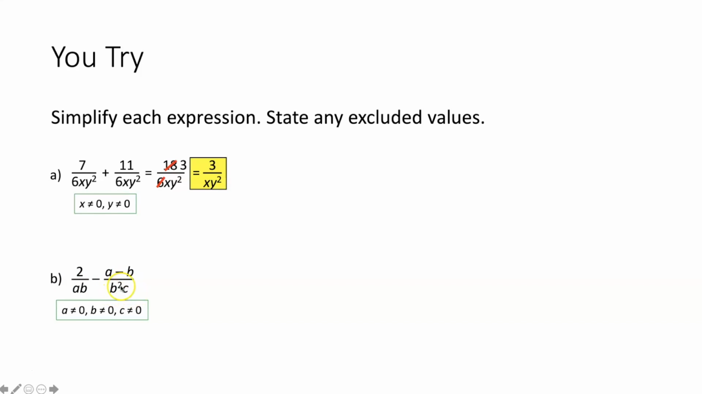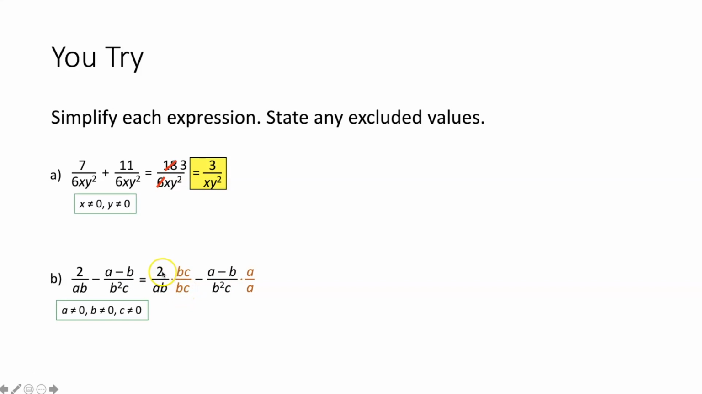Well, this denominator has 2 b's and a c. So for this denominator to have 2 b's and a c, we're going to have to multiply it by b times c. And this denominator has an a. This one doesn't have an a. So we have to multiply this denominator by a. And remember, whatever you do to the denominator, you have to do to the numerator. You have to multiply by a form of 1. That way you don't change the fraction.